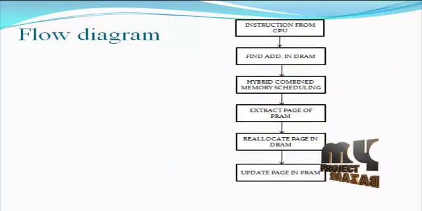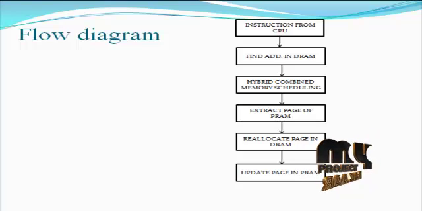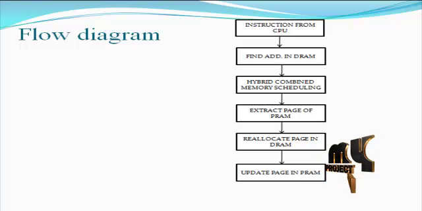Next we see the flow diagram for the product. First we apply the instruction from the CPU unit and find the address in DRAM functions. This is the first memory based process, and we apply the hybrid combined memory scheduling technique to extract the page of VRAM architecture. These DRAM and VRAM, two kinds of memories, are combined with VLIW processing. This is the memory scheduling technique for our overall architecture, and the memory scheduling algorithms are combined at the architecture level to reduce the processing scheduling time for overall memory functions.